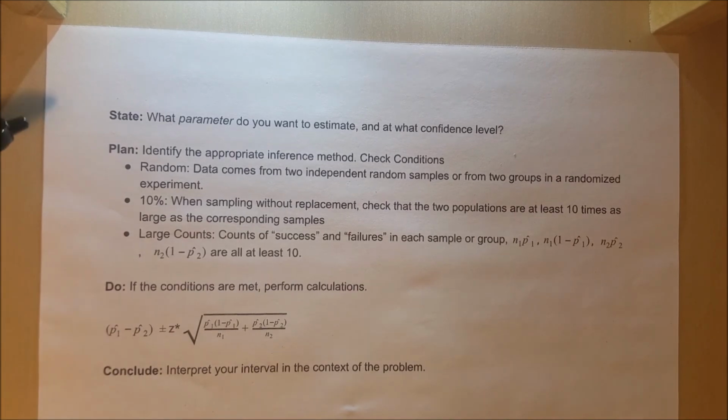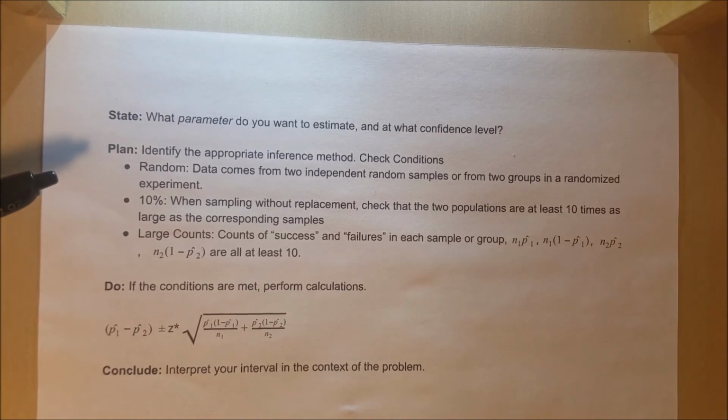When we're trying to construct the interval, we need to divide it into 4 different steps, which is state, plan, do, and conclude. So for state, we want to define the parameter, and we want to say at what % confidence level we want to construct the interval. And for plan, we just need to check the conditions.